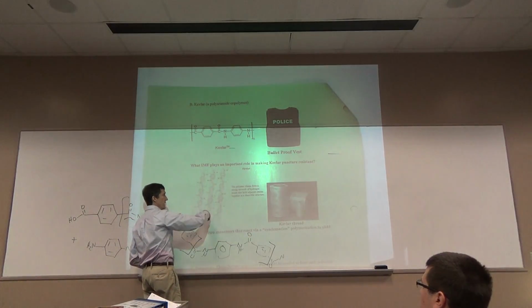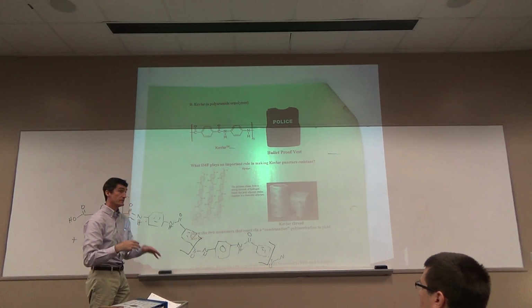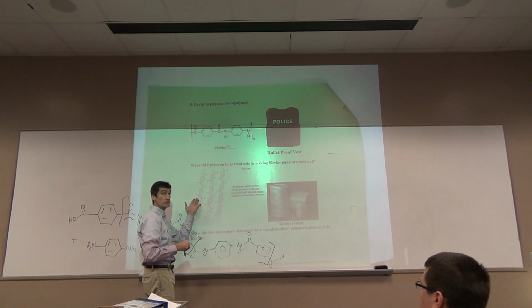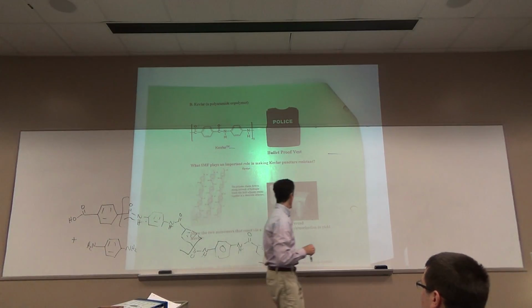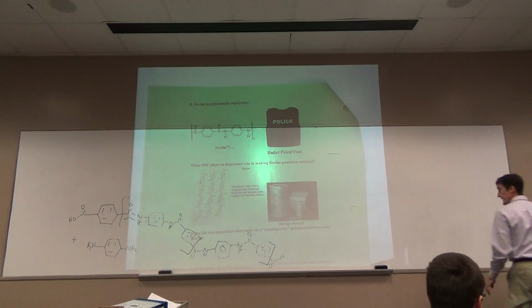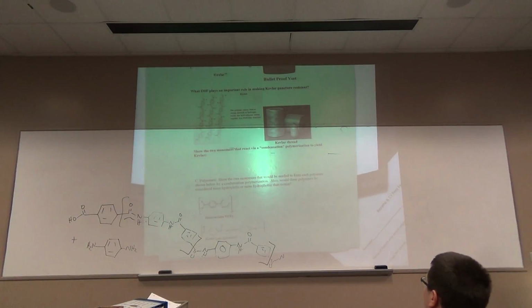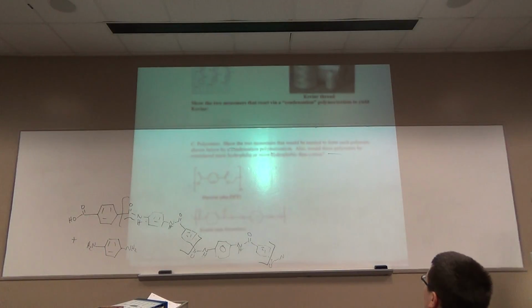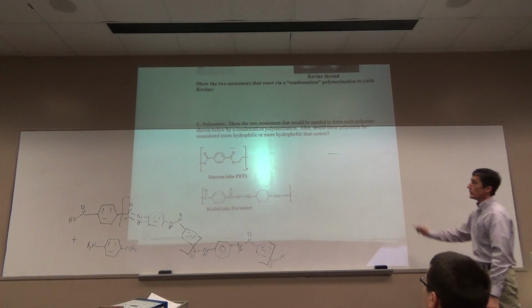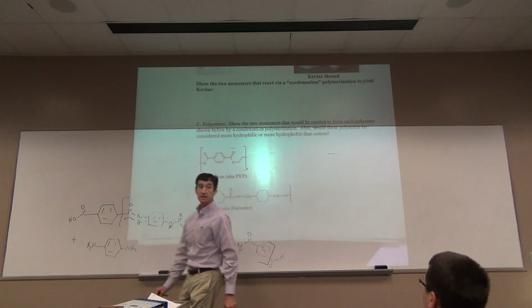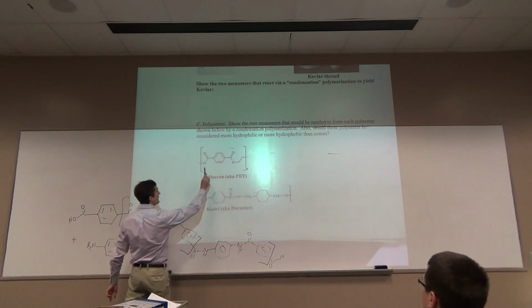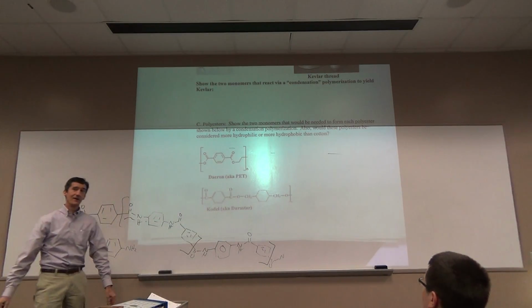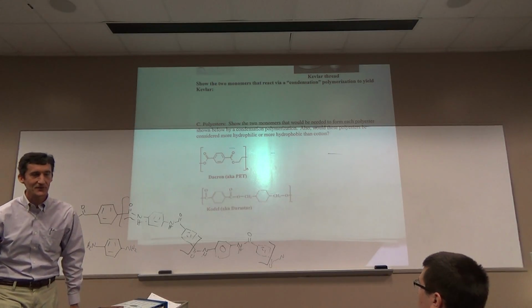Kevlar, lots of hydrogen bonding, holding Kevlar together, making it very strong and nearly impenetrable. Hydrogen bonding. You can actually make Kevlar thread. What's below? So up top, the Kevlar is a polyamide. What are these down here? Those are polyesters. Ever heard of polyester?